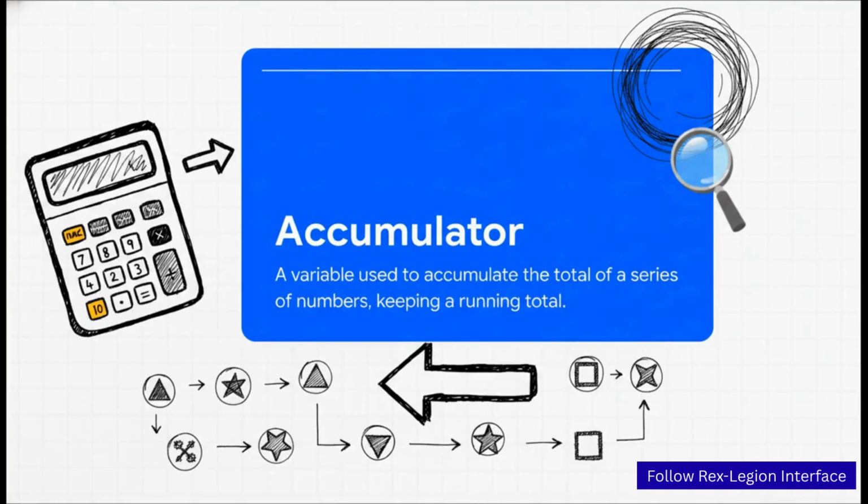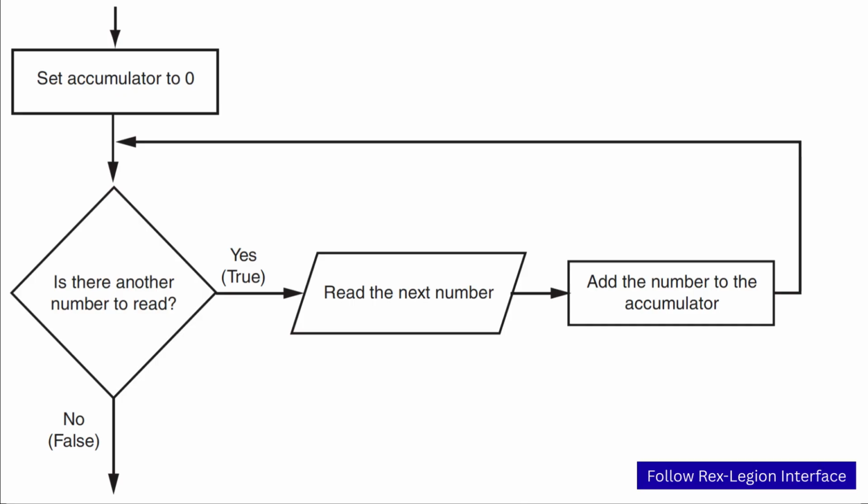Another superpower is calculating a running total. Think about the subtotal in your online shopping cart. For that, we use a special kind of variable called an accumulator. With each new item you add, the loop just adds its price to this running total. And the process is really straightforward.